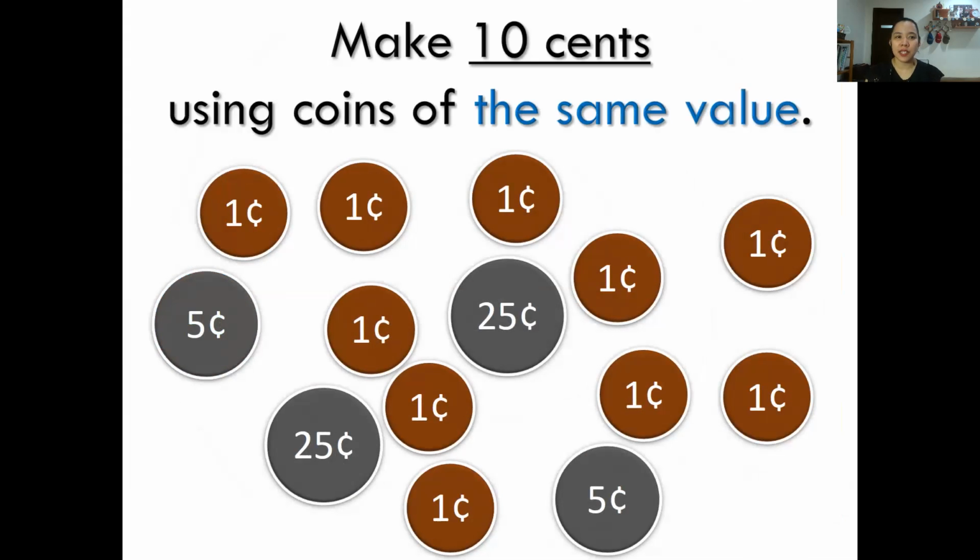Make 10 cents using coins of the same value. To use only one coin with the same value. See? Yes, I'm sure you say it so long. That's 5 cents plus 5 cents. Or, do we have another?